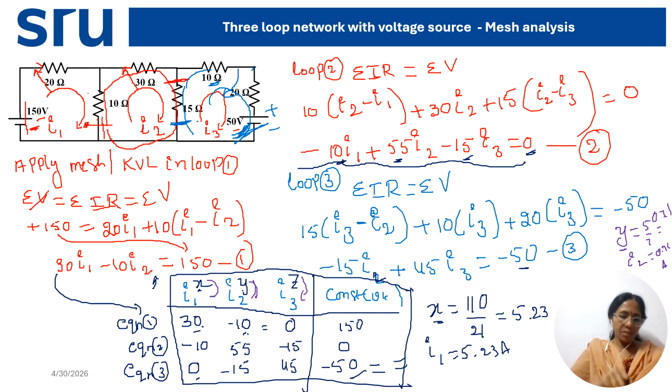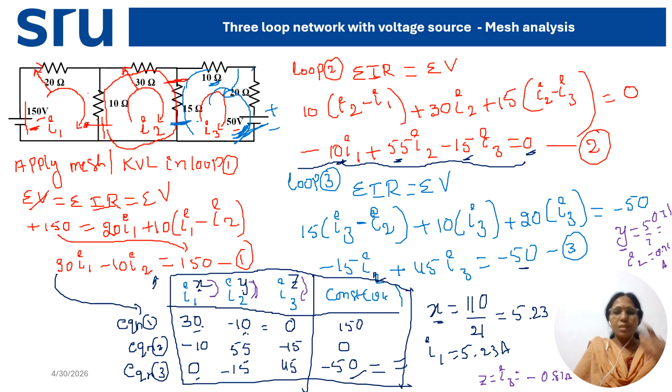Now again press equals. Now I got the z value. What is z here actually? I3 current. I3 current equals minus 55 by 63, and that magnitude is minus 0.87 ampere. Clear? Now we got all three currents. What are these currents? These currents are loop currents.